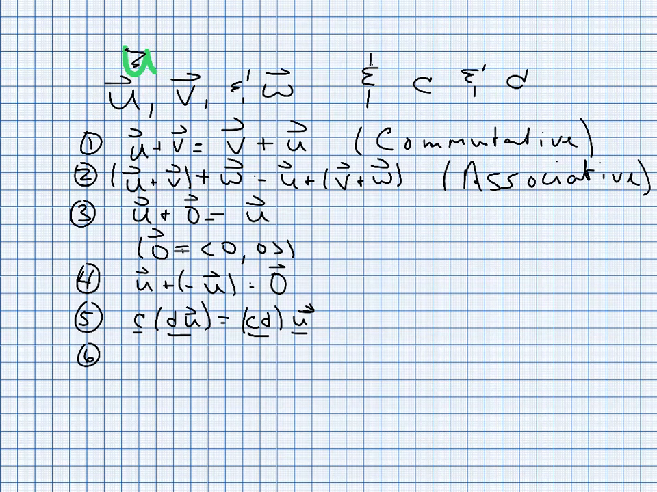Number 6 is c plus d times my vector u equals cu plus du. So this is a distributive property. So now, the distributive property is only good when we're multiplying a vector by scalars that are being added together. I cannot distribute, well, we'll get to that later.